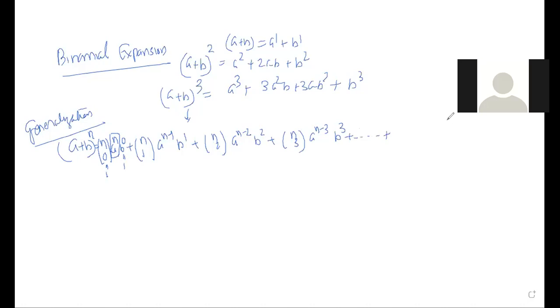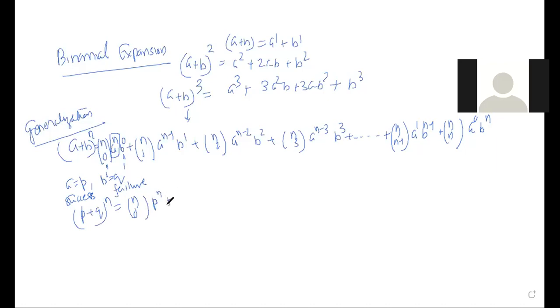If you go like this, you're going to get nCn, a to the power 0 and b to the power n. So the previous term is nC(n minus 1), a to the power 1 and b to the power n minus 1. Here, if you replace a with p and b with q, this p is your success rate, and q is nothing but the failure. So I can write the same thing in the form of (p + q) to the power n, that is equal to nC0 p to the power n plus nC1 p to the power n minus 1 and q plus nC2 p to the power n minus 2 and q square, dot, dot, dot.